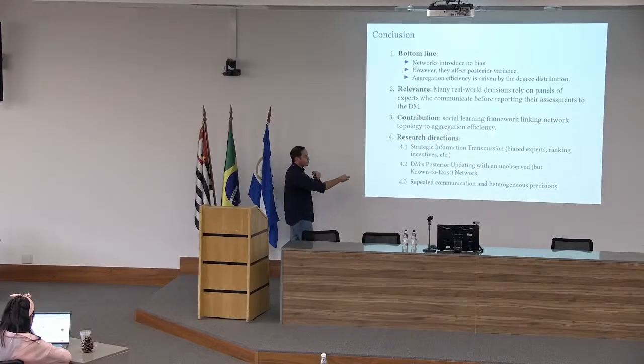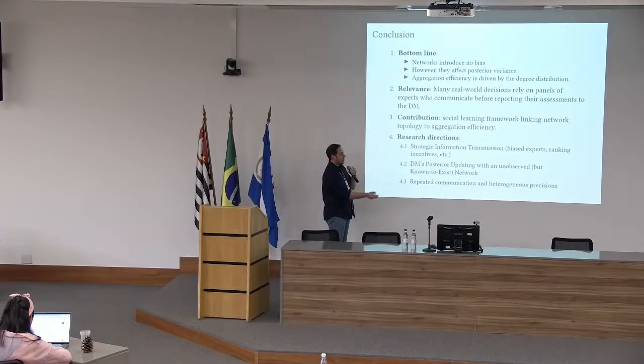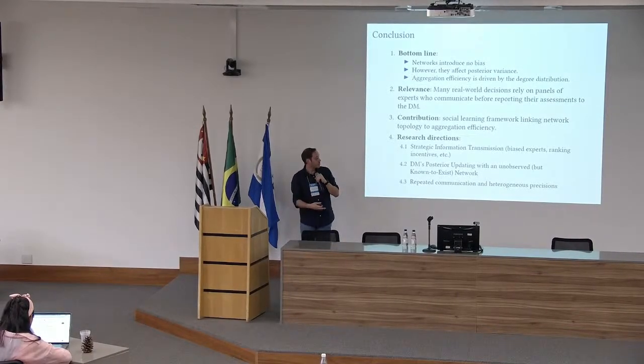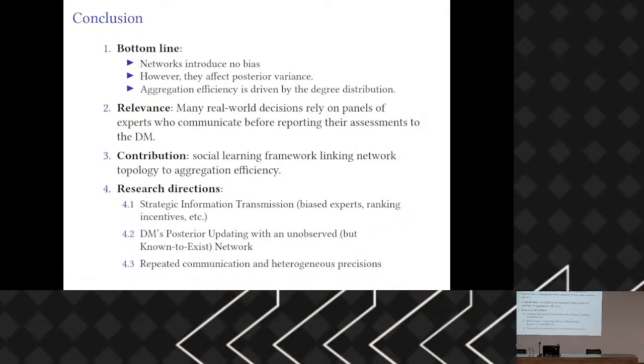Now, research directions, at least for those who are interested in this literature, to introduce some strategic information transmission, right? So you may have biased experts, ranking incentives. Why would I bother to share my forecasts if we are competing? The decision maker eventually is ranking us, and I care about that. So why would I bother to share my information?